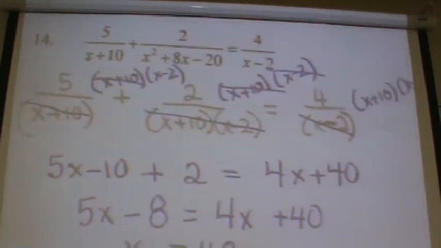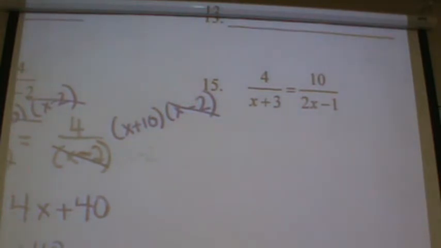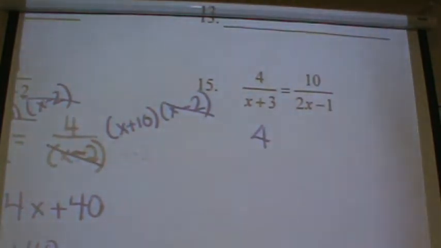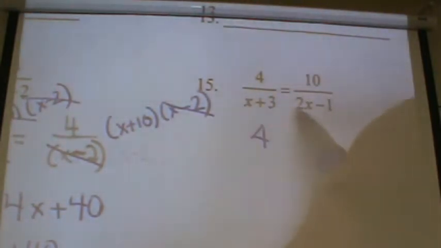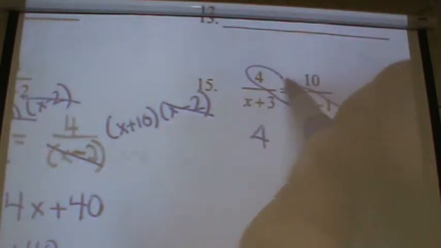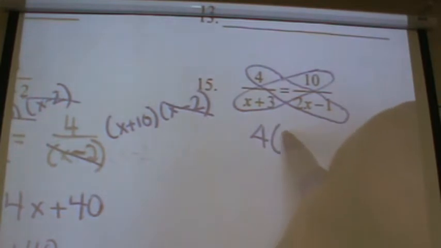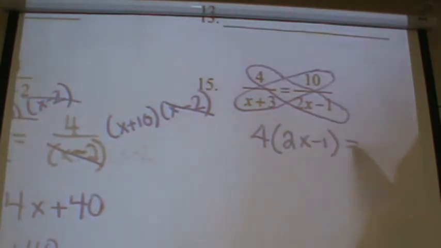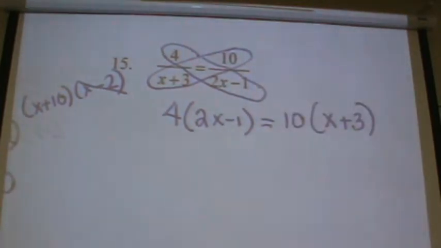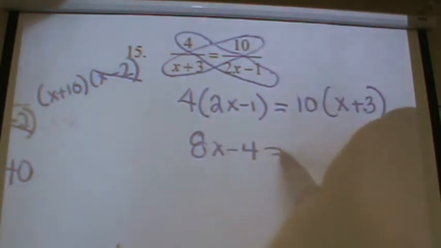Okay, 15 I think is the easiest problem. Cross multiply. Wait, how did you know you needed to just cross multiply? Because there's only 2 fractions. Okay. So you're gonna cross multiply. You only do cross multiplication when there's only 2 fractions. So 4 times 2x minus 1 equals 10 times x plus 3. Well, what is 4 times 2x minus 1? What's 10 times x plus 3?